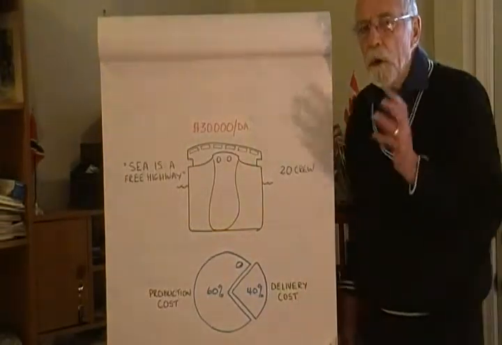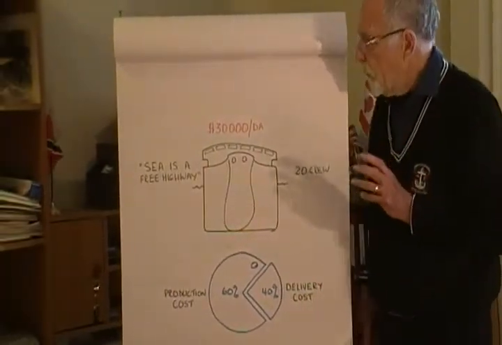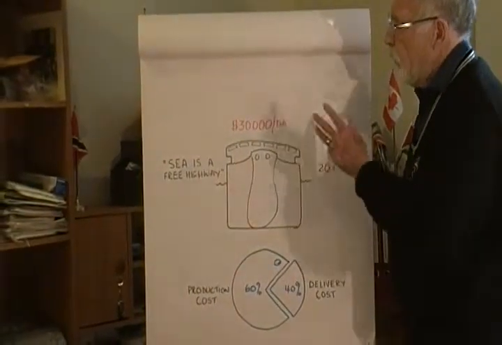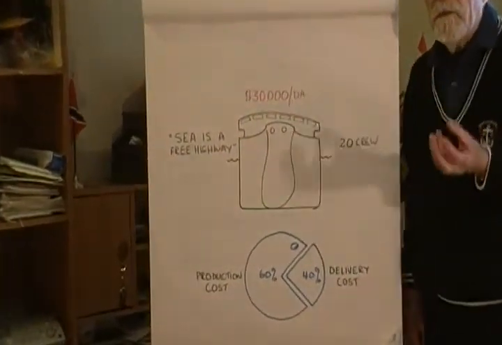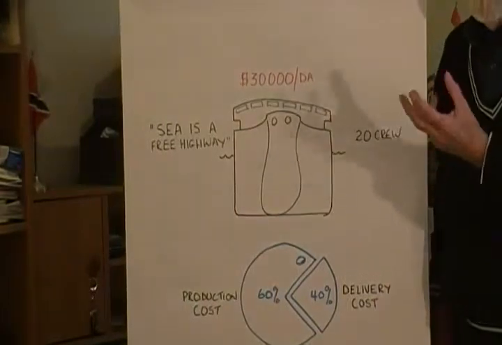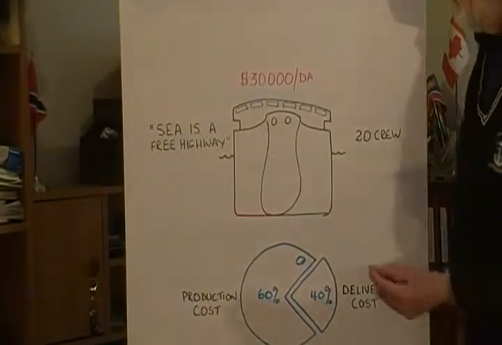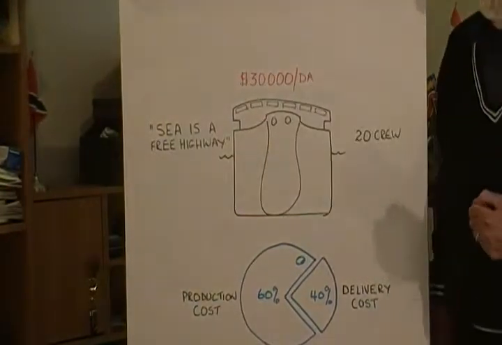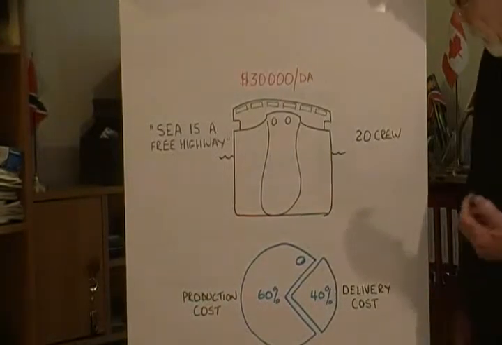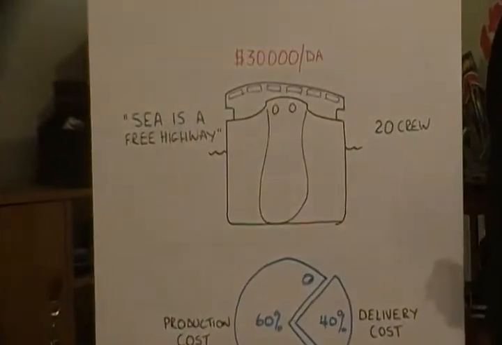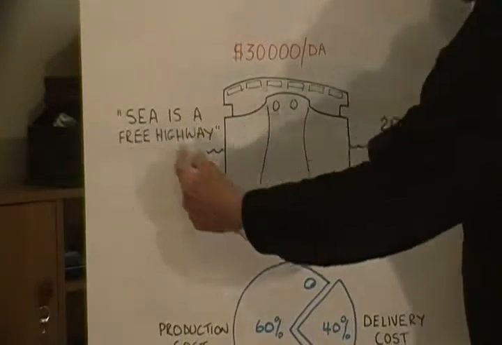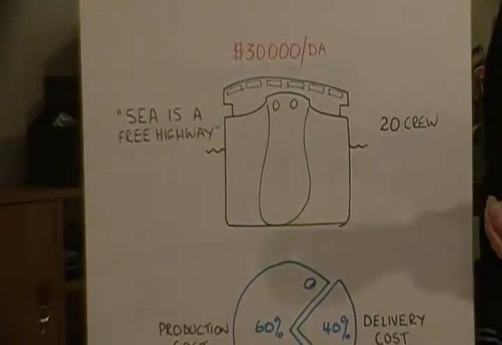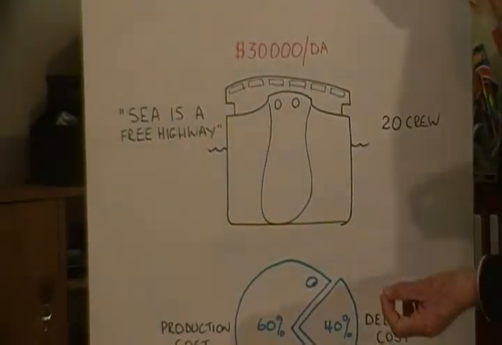I would like you to have a look at this vehicle that we call a ship. An average size ship is around about 30,000 tons deadweight. That's its carrying capacity. And that's going to cost the region about $30,000 a day, and it has a crew of 20. I've written there again just to remind us that the sea is a free highway.